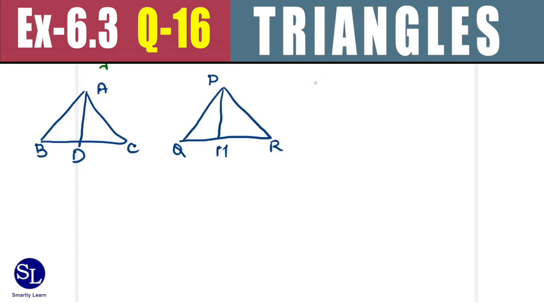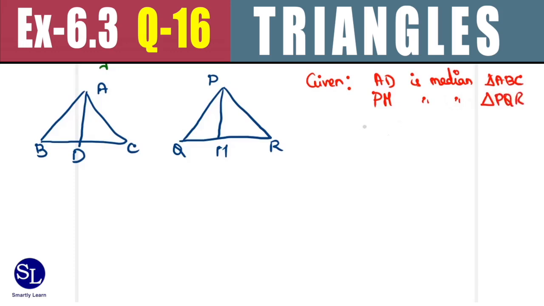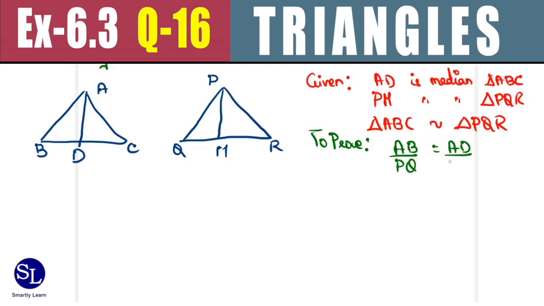So now let's list what is given to us. Given is AD is median of triangle ABC. So that's the first one that is given to us. And PM is median of triangle PQR. And the last one was triangle ABC is actually similar to triangle PQR. What we need to prove is going to be AB by PQ is equal to AD by PM. Okay, so now let's start with what is given to us and we will extend it.